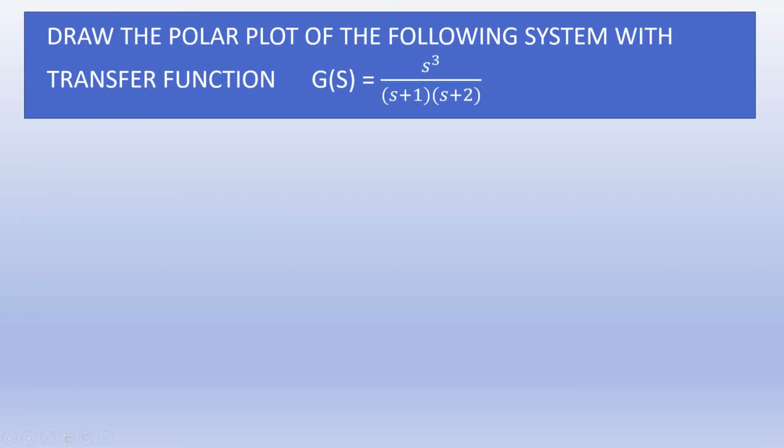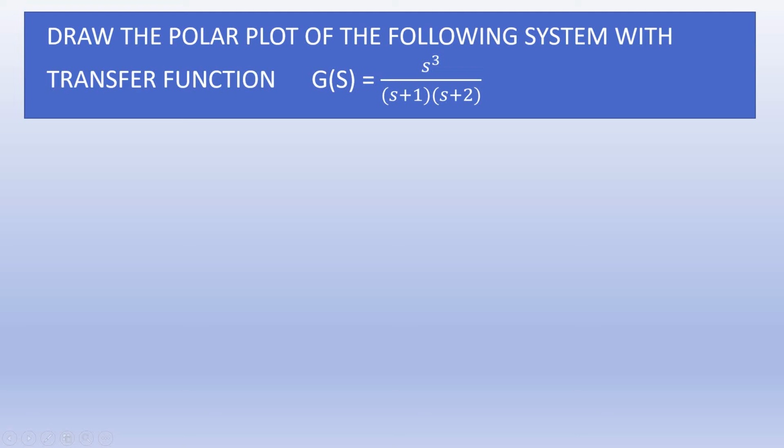So in this tutorial we are going to solve a problem based on plotting or drawing the polar plot. So let us start our session with this question over here. Draw the polar plot of the following transfer function. We are given a transfer function G of s equal to s cube by (s plus 1) into (s plus 2). So let us start doing that.